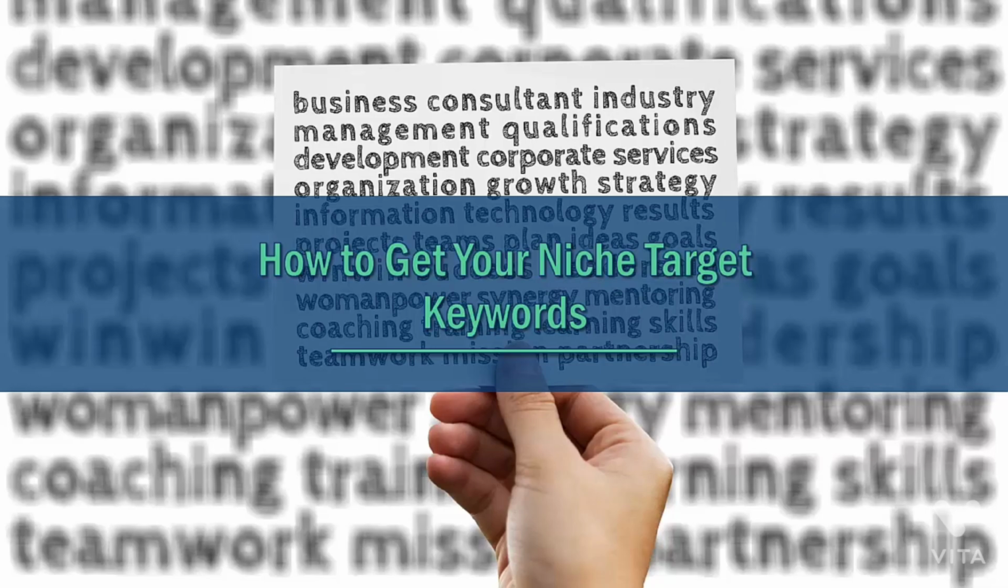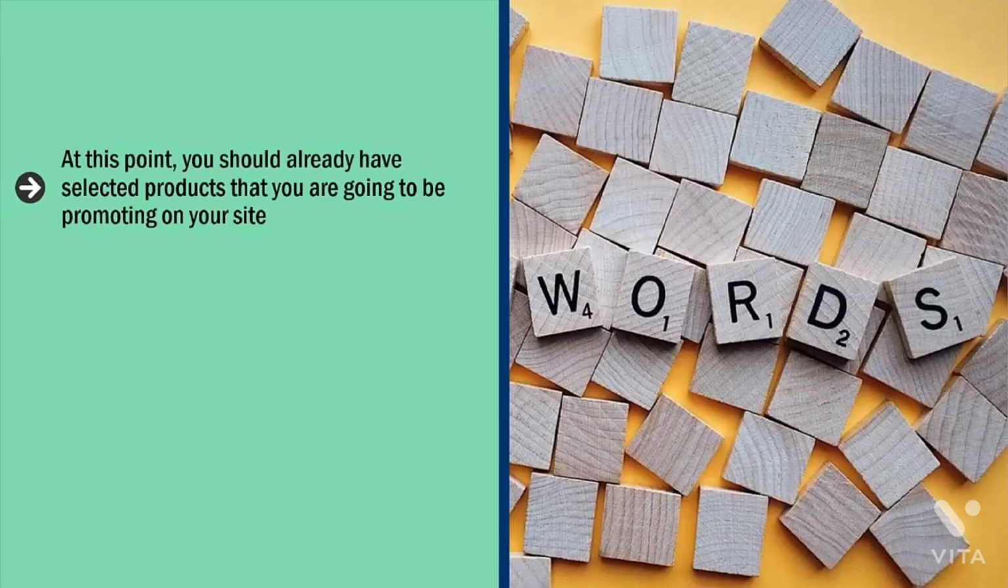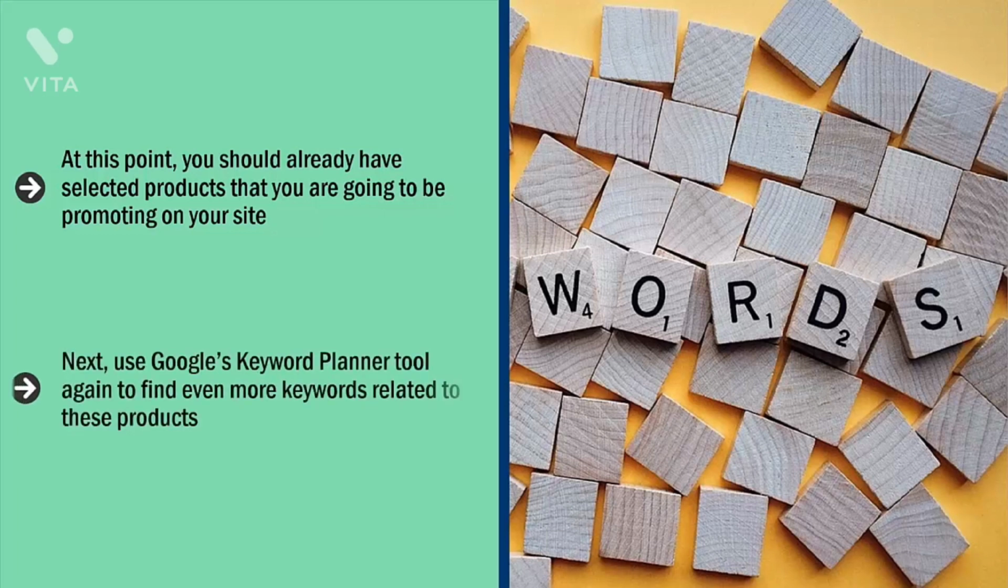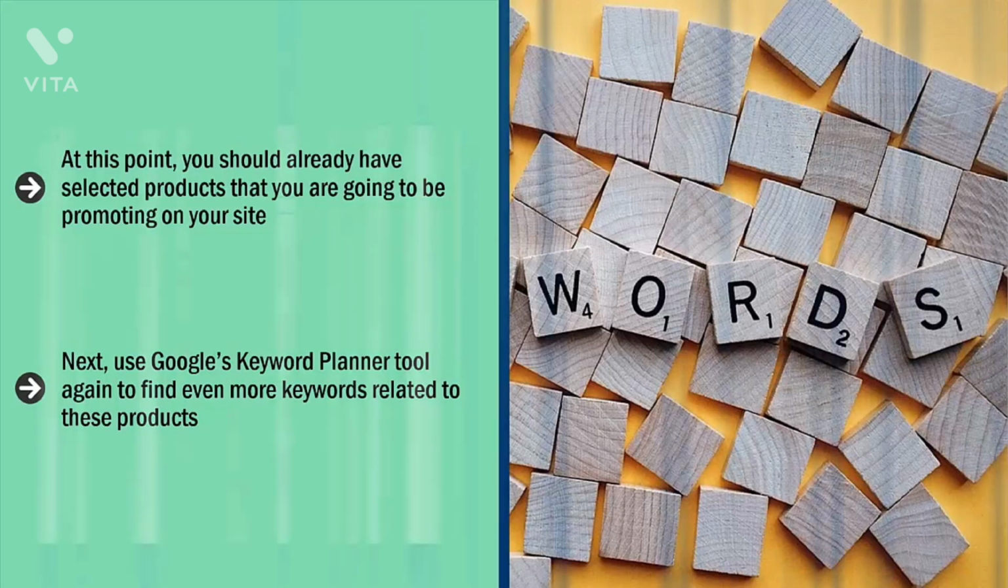How to get your niche target keywords. At this point, you should already have selected products that you are going to be promoting on your site. Your next step is to find websites that promote these products. Look at their meta descriptions, look at their headings and subheadings, and reverse engineer their keyword targets. These pages target certain keywords, so get all those keywords. Next, use Google's Keyword Planner tool again to find even more keywords related to these products. At the end of this process, you should have a long list of pages full of keywords that are related to the products that you are promoting.